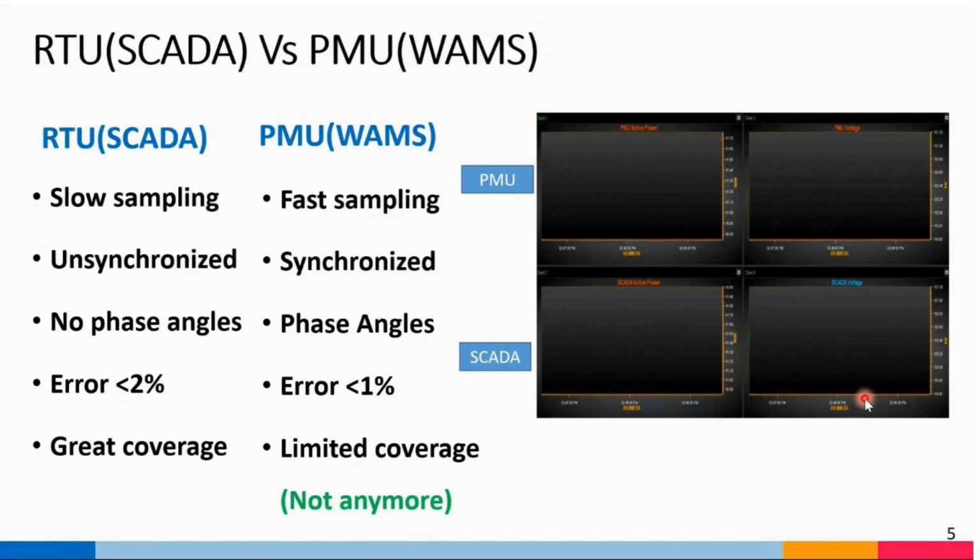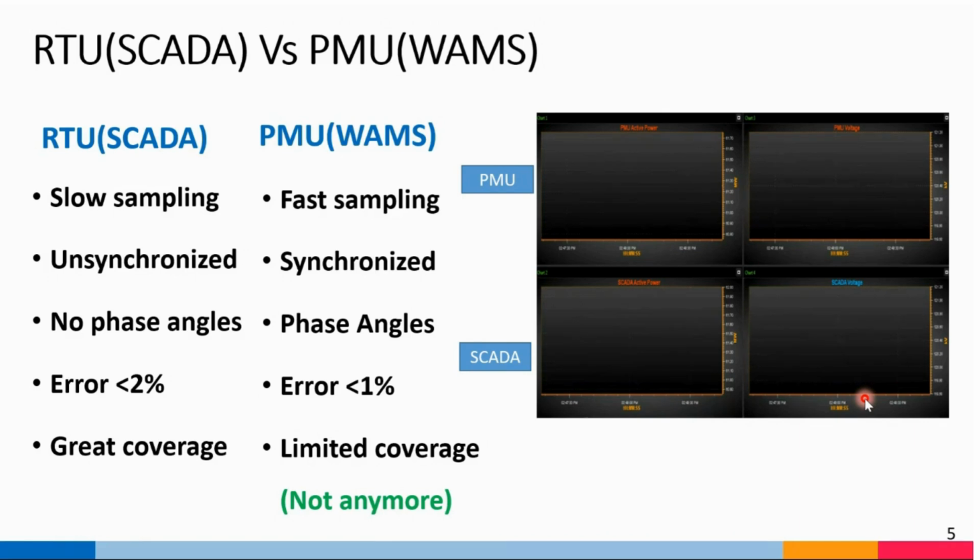It has a slow sampling rate. It is not time synchronized, meaning asynchronous in nature. You can't monitor the phase angle directly through that. The error in the quantity that you are measuring is less than 2%. And as this conventional system has been utilized for a long time, its coverage is very high. You can go from the EHV level to the LV level also. This kind of coverage is available with the RTU based SCADA system.